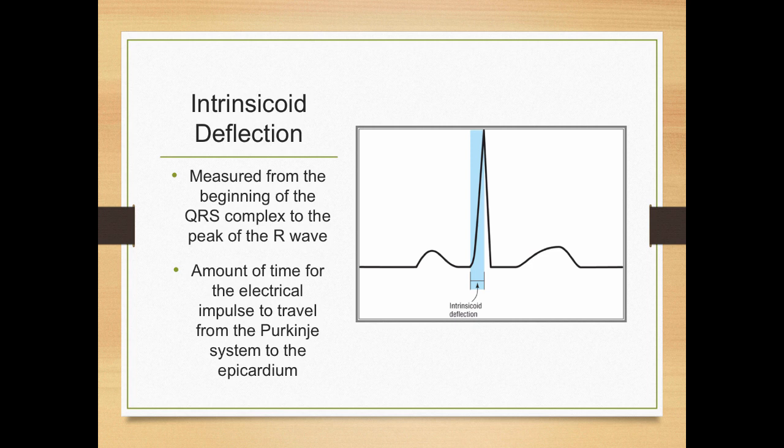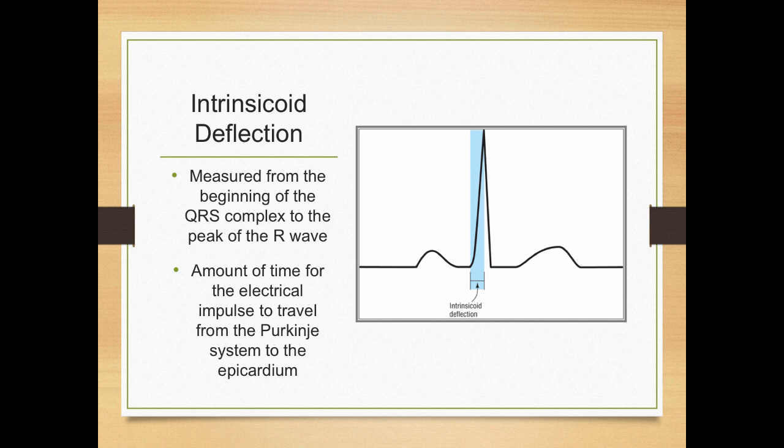It's okay. Intrinsicoid deflection. So what it is, the beginning of the QRS complex to the top of the R wave, the peak of the R wave. And what that measures is the time that the electrical impulse takes to travel from the Purkinje fiber to the outer epicardium. That's pretty cool.